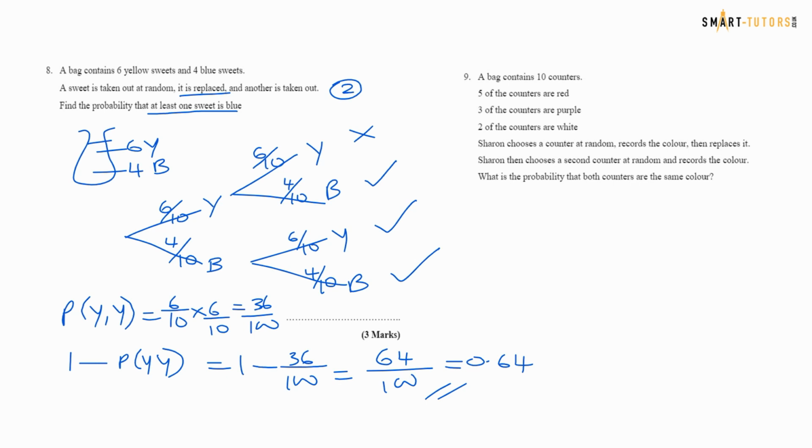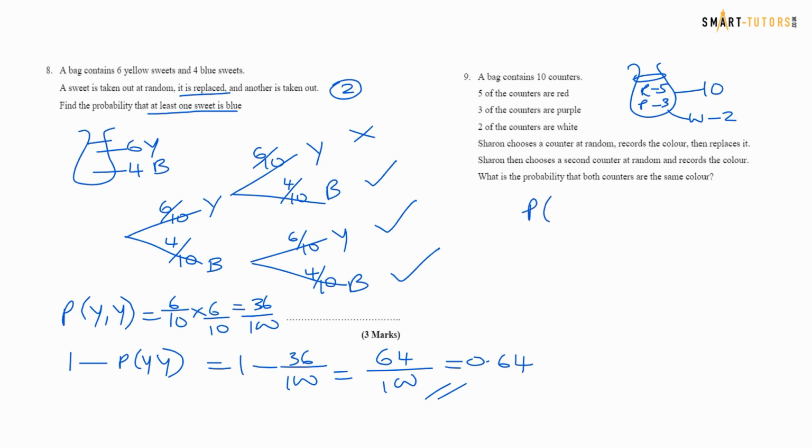Question number 9. A bag contains 10 counters. Red is 5, purple is 3, and 2 counters are white. Sharon chooses a counter at random, records the color, then replaces it. Sharon then chooses a second counter at random and records the color. What is the probability that both counters are the same color?